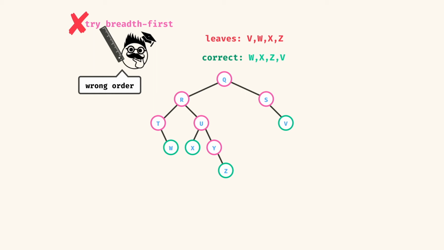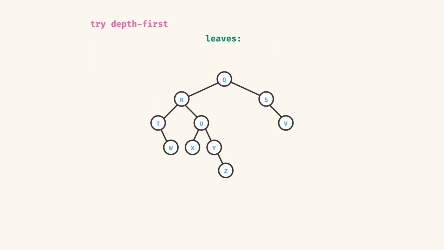Now let's try what happens when we step through a depth first order here. So we'll start at the root, we go to R, and instead of going across to S, we must go deeper to T. Then I finally hit my first leaf of W, then to U, leaf of X, leaf of Z, and finally leaf of V. And this actually would give us the correct order.